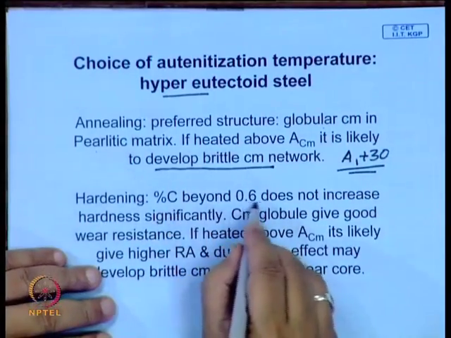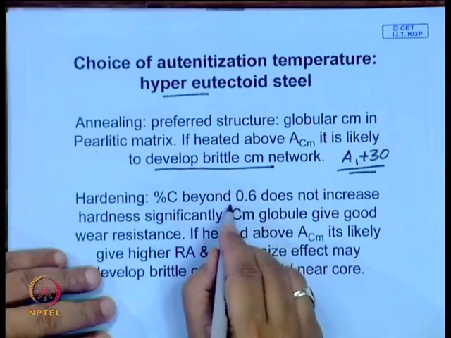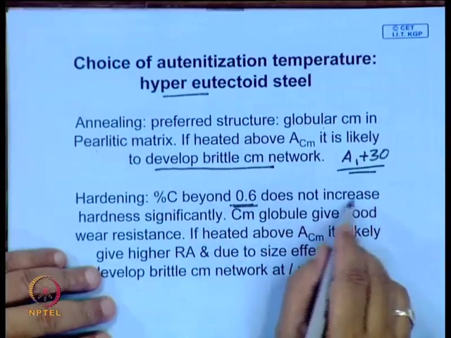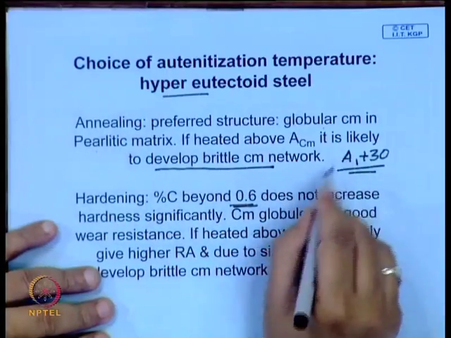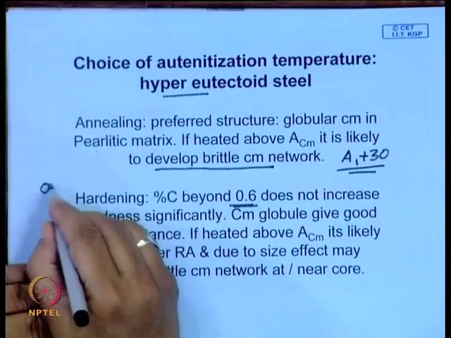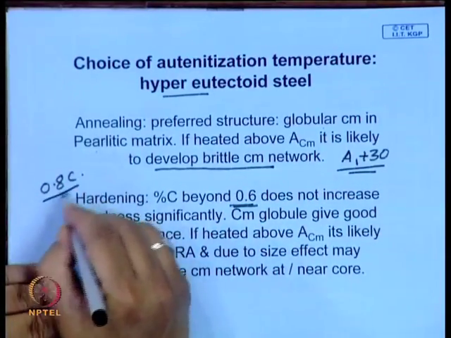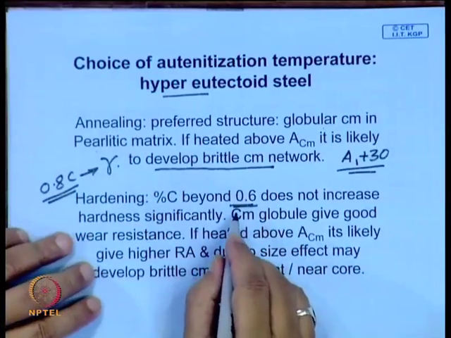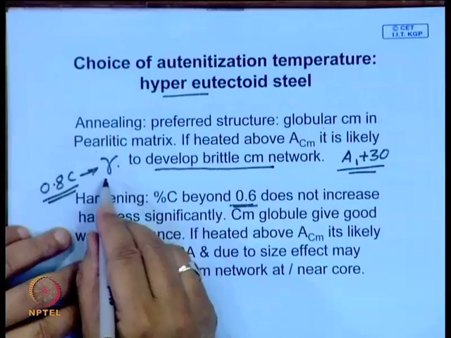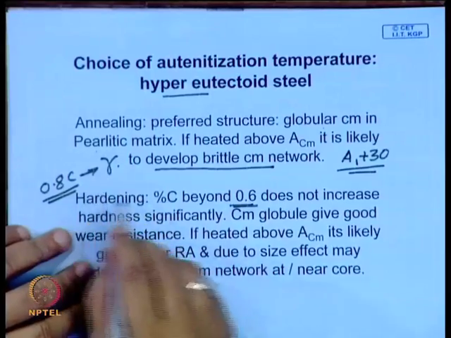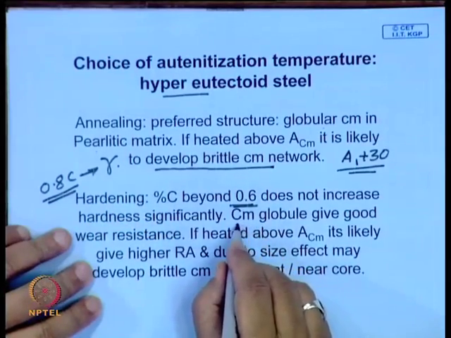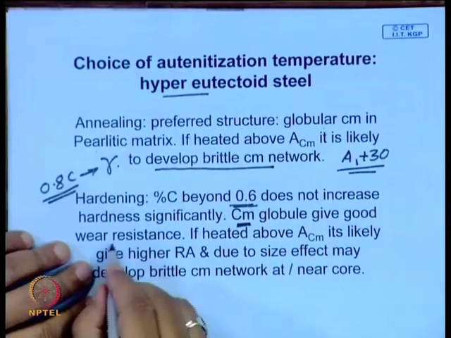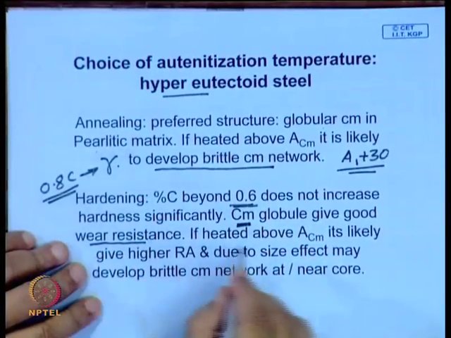In hardening also, you do not get much advantage if you keep more than 0.6% carbon in solution. When you go above A1, you already have 0.8% carbon in austenite. So, if you quench and this austenite gets converted into martensite, you will get the maximum possible hardness, and the cementite globules which remain will give additional wear resistance.